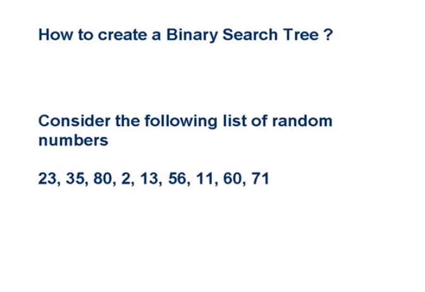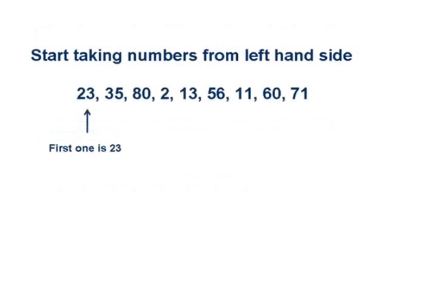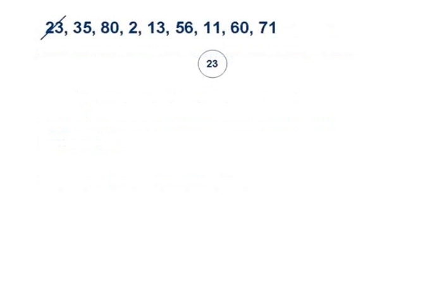So how are we going to create our own tree? Well, let's have a look at this random list of numbers, an array of random numbers: 23, 35, 82, 13, 56, 11, 60, 60 and 71. Now, if you start at the beginning, the first one is 23. So just use that as your root node, cross it out and move to the right in the list.